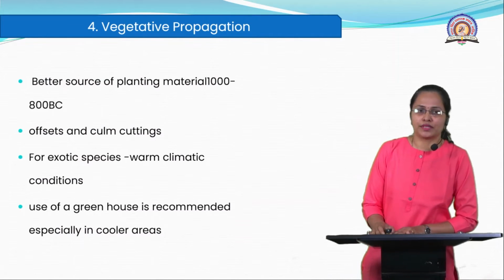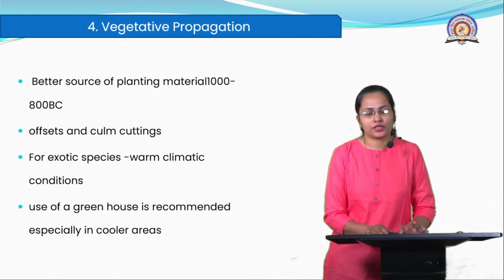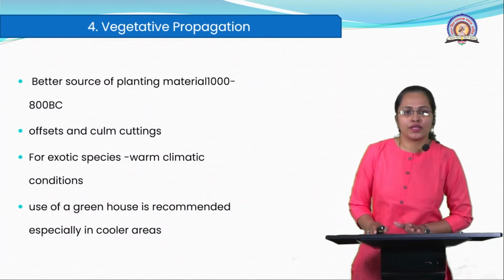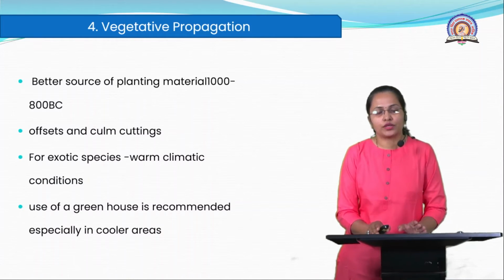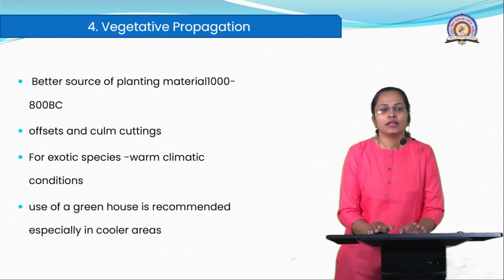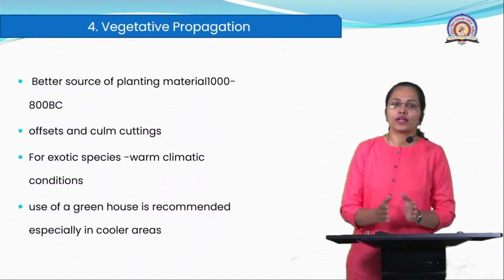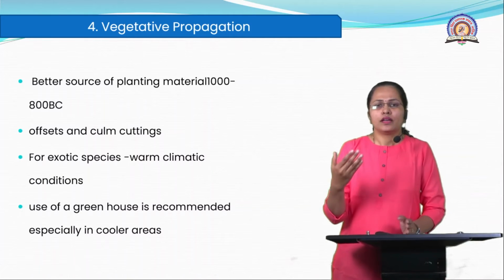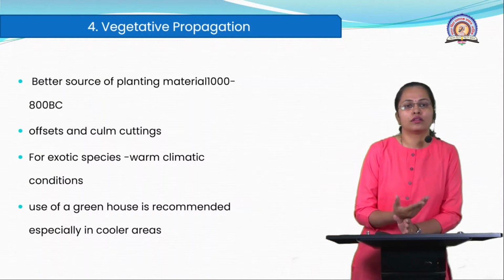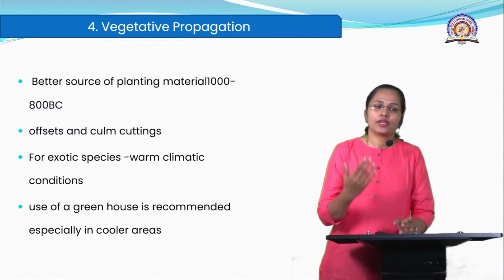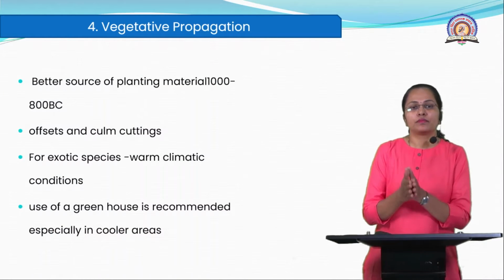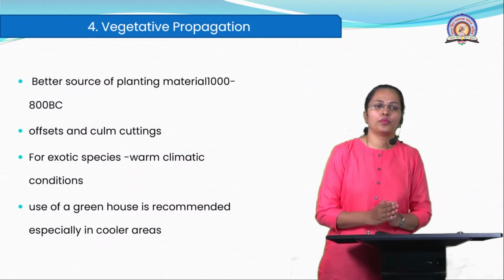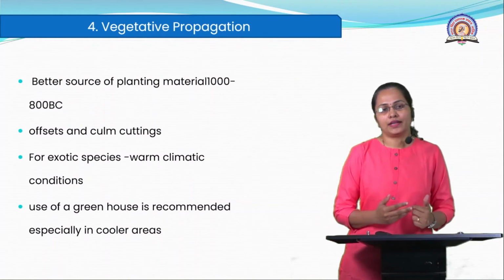Now the next important method is vegetative propagation. As the name indicates, vegetative propagation means the method in which only the vegetative parts of the plant are involved in the propagation. What are the vegetative parts of the plant? These are the leaf, stem or root of the plant. Here in case of bamboo, we are going to use the stem or clump of the bamboo in order to get the new plantlet of the bamboo.